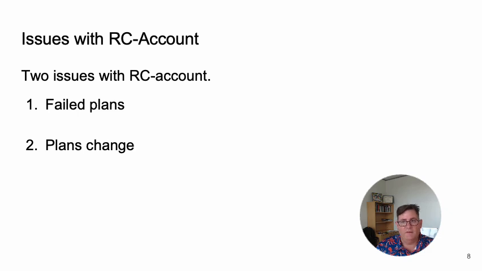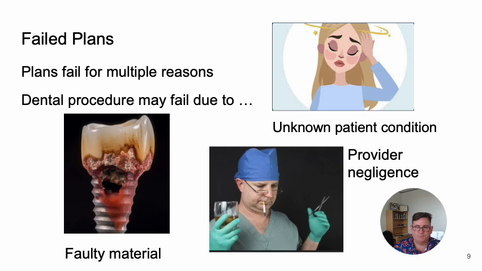Despite the nice way the RC account links together the plan specification, agent, and plan process, we find it lacking in two important ways. The first is that when we consider failed plans, which I'll discuss next, the RC account does not permit us to represent them without encountering difficulties inherent in the RC account framework. Second, the RC account struggles to represent change plans in a clear way.